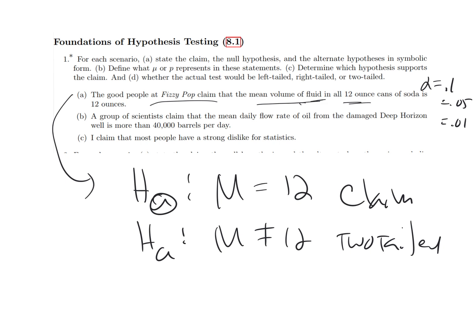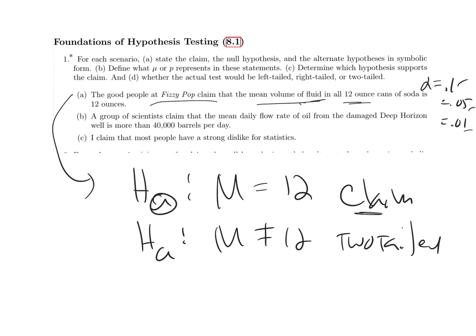In other words, what's your Type 1 error risk? A Type 1 error says I'm going to reject H0 when I shouldn't. In this case, it would mean concluding that the amount of fluid in these cans is not equal to 12 ounces, because that's what H0 says, and that's also the claim. So you have to be given one of these levels or decide on one.